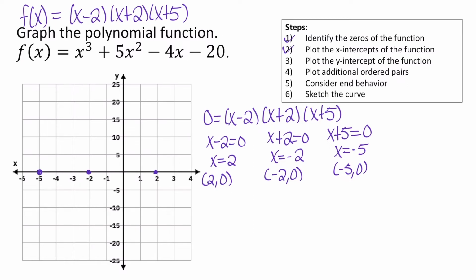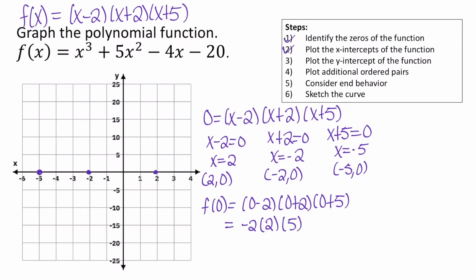Now I need to figure out the y-intercept of this function. Remember, the y-intercept is found by figuring out f of 0. So I have f of 0, so I have 0 minus 2 times 0 plus 2 times 0 plus 5. That gives me negative 2 times 2 times 5. So negative 2 times 2 is negative 4. Negative 4 times 5 is negative 20. So my y-intercept is at 0, negative 20. I'm going to go ahead and plot that point.